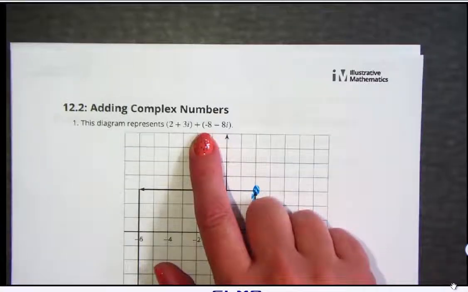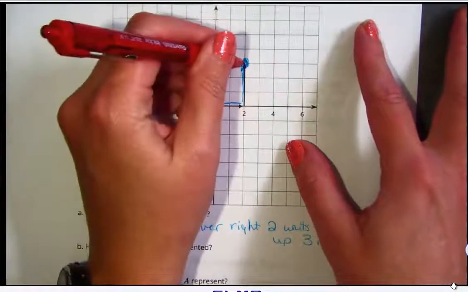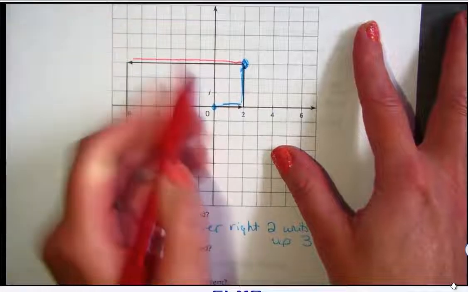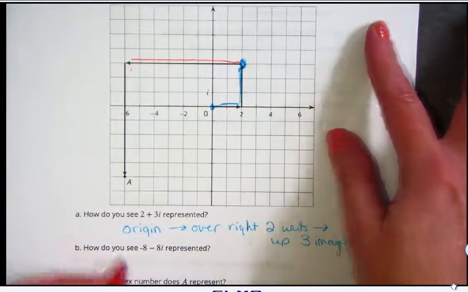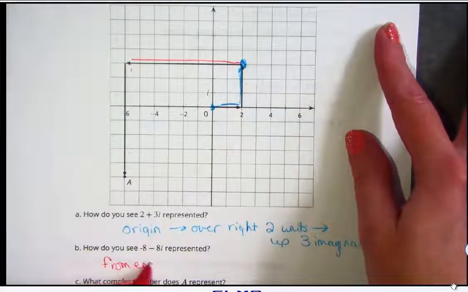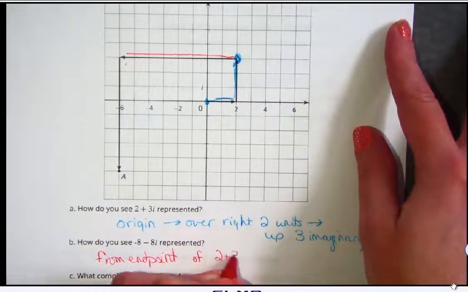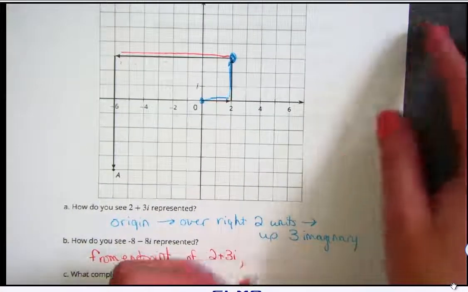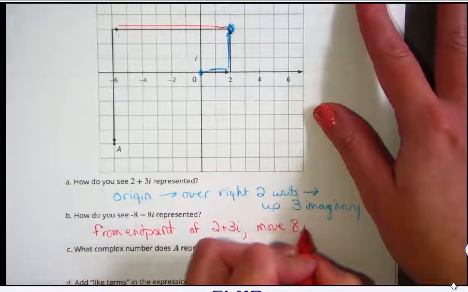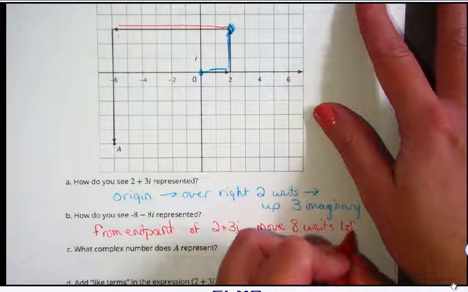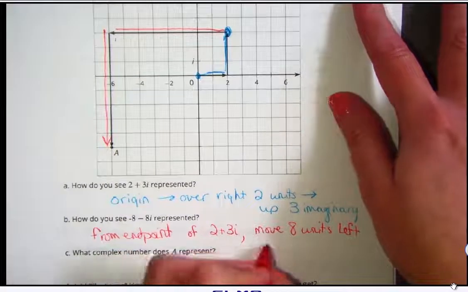And now if I'm adding negative 8 minus 8i, I see that happening here. That negative 8, it's starting from that end point and it's subtracting 8. 1, 2, 3, 4, 5, 6, 7, 8. So I see it from the endpoint of 2 plus 3i. It moves 8 in the negative direction, so we go moving 8 units left. And then 8 imaginary units, that means down.